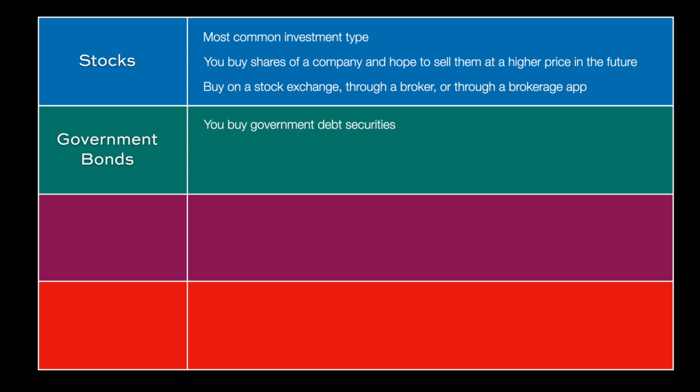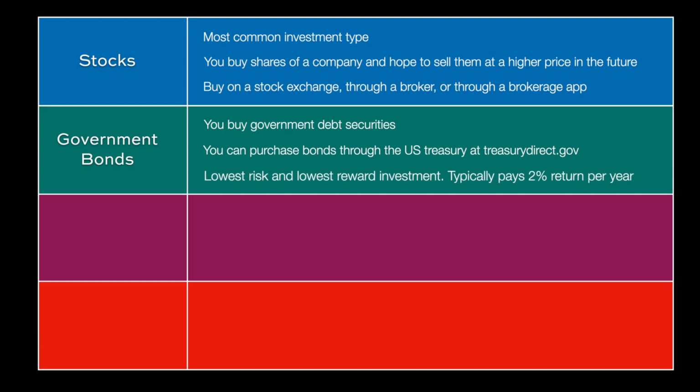You've heard that the U.S. government is in debt, 30-something trillion. What that means is a lot of the people that they owe debt to are U.S. citizens through these government bonds and securities. You can purchase bonds through the U.S. Treasury at treasurydirect.gov. That's the actual link to where you can purchase government bonds. One thing to note about bonds is that they're the lowest risk, but also the lowest reward investment. They typically pay about 2% return year over year.